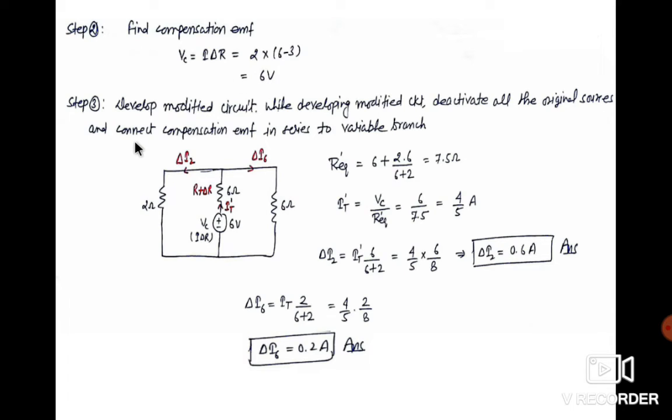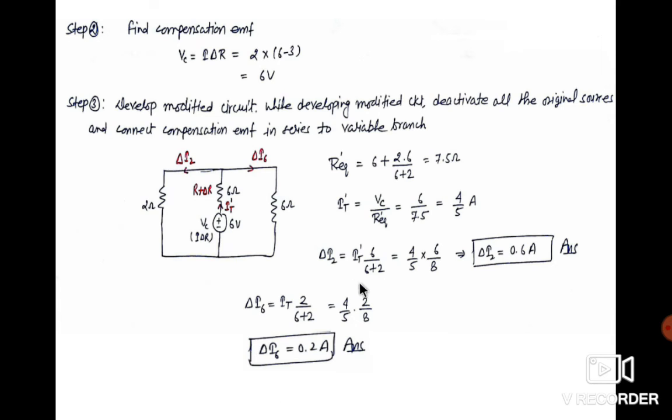Now in step 3, modify the circuit. In developing this modified circuit, you connect the 2 ohm and 6 ohm with VC over here, and the small change R plus delta R connected over here, and find delta I. Again you follow the same steps: find the R equivalent, IT, and delta I. Then find the current flowing here, delta 6, which is the total current divided between these two resistances by the current dividing rule, giving 0.2 ampere.